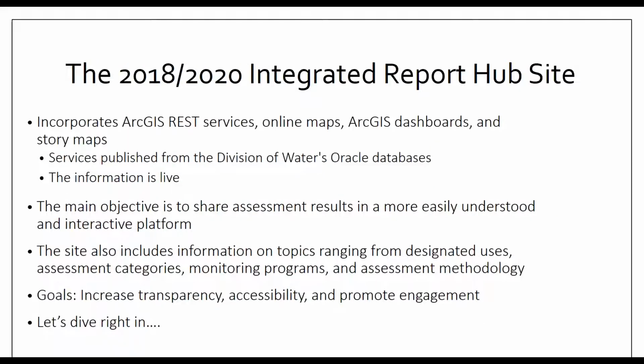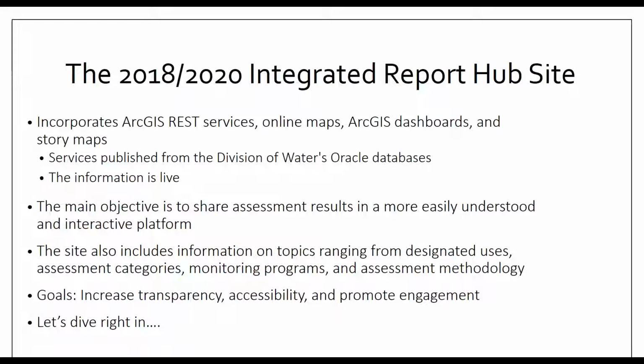So the 2018-2020 IR hub site incorporates ArcGIS REST services, online maps, ArcGIS dashboards, and story maps. These services are published from the Division of Water's Oracle databases, and therefore, since it's published from a service, the information is alive. The main objective is to share assessment results in a more easily understood and interactive platform. The site also includes information on topics ranging from designated uses, assessment categories, monitoring programs, and assessment methodology, with the overarching goal to increase transparency, accessibility, and to promote engagement.